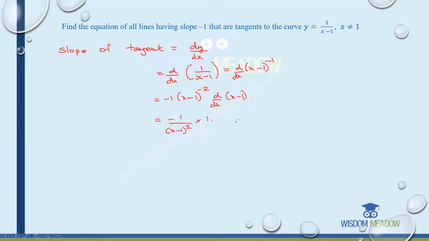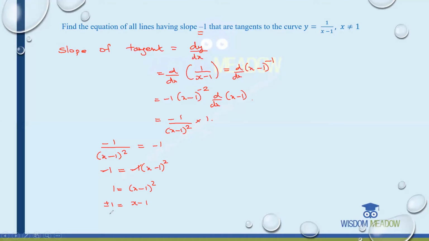Now, it's given that the slope of the tangent is equal to minus 1. So equating to minus 1: minus 1 by x minus 1 the whole square equal to minus 1. So minus 1 is equal to minus 1 into x minus 1 the whole square. I cross multiply, cancelling out the minus 1, I would get 1 is equal to x minus 1 the whole square. Taking the square root, x minus 1 is equal to plus or minus 1.